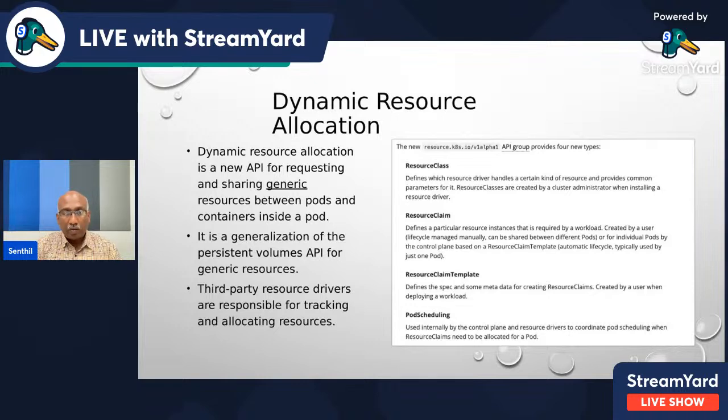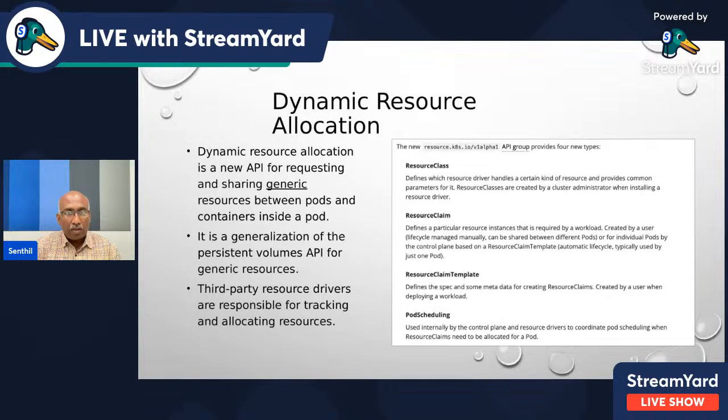And these are the different API resources that have been created. One is the resource class. This defines which resource driver handles a certain kind of resource. The next one is resource claim, which is very similar to persistent volume claim. A resource claim can be created by the user directly. So if the user wants a certain application to make use of a certain resource, then the user directly creates a resource claim.